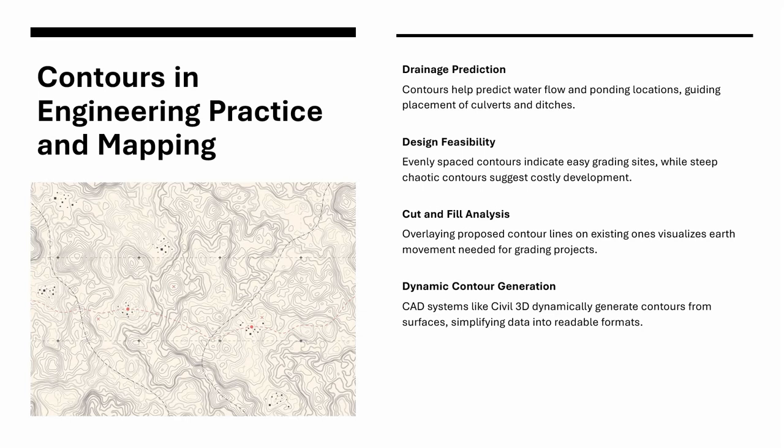And then, even with cut and fill analysis, proposed grading is often shown as new contour lines overlaid on existing ones, allowing engineers to visualize exactly how much earth will be moved. That's why Civil 3D and other CAD systems generate contours dynamically from surfaces. They turn raw data into the language that engineers, contractors, and even clients can read.